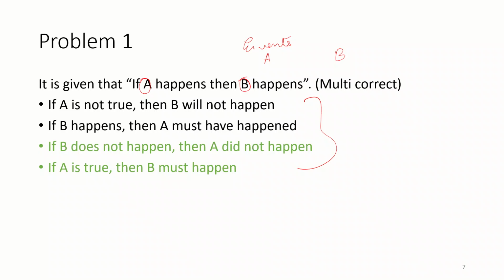If that is given, that is a not statement. If there is a not existence of B, then the conclusion is A did not happen. So the third option is right. If A is true, meaning the existence of A or it happened, definitely B must happen. True. That's the correct answer.